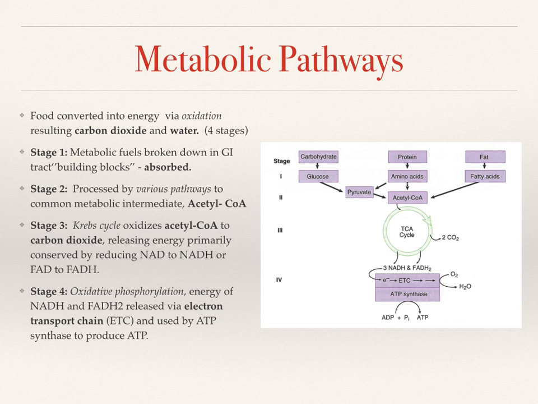The food is converted into energy by a set of oxidative stages, and the end result, in the last stage of the four stages outlined on the left of the slide, is the production of carbon dioxide and water. The first stage is breakdown of the food that we've taken in, in the form of carbohydrate, fat, and protein, into building block molecules that can be absorbed.